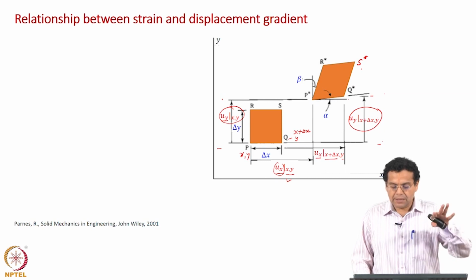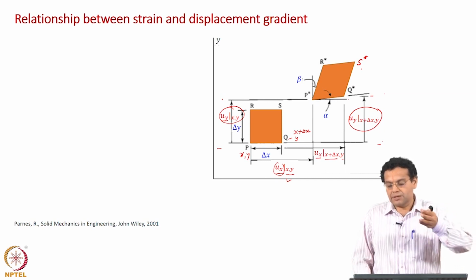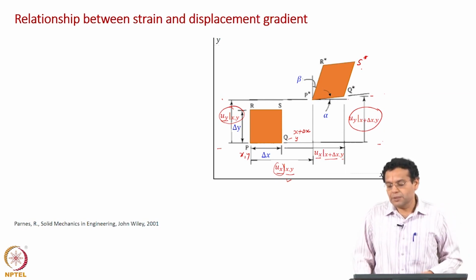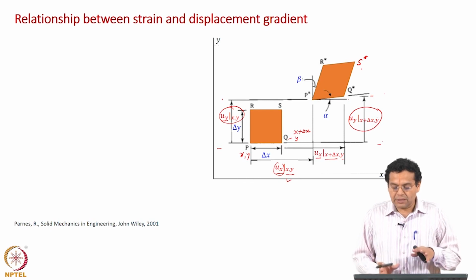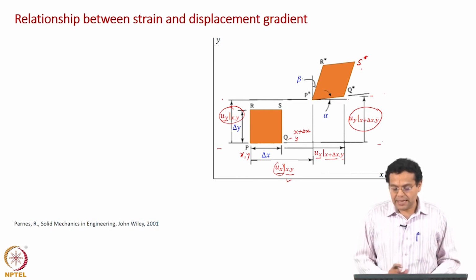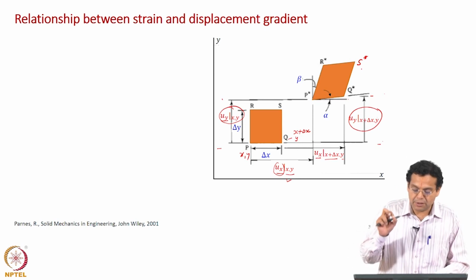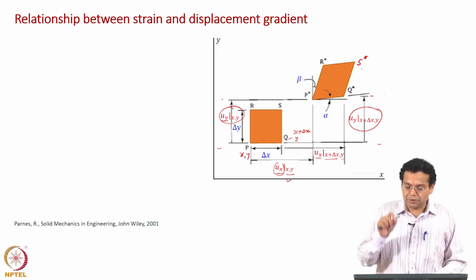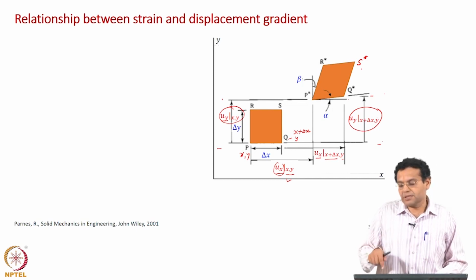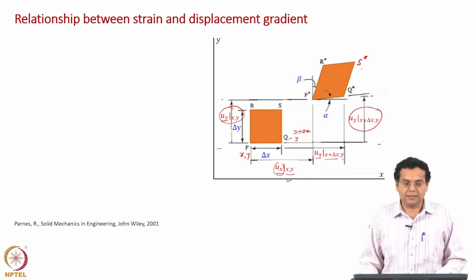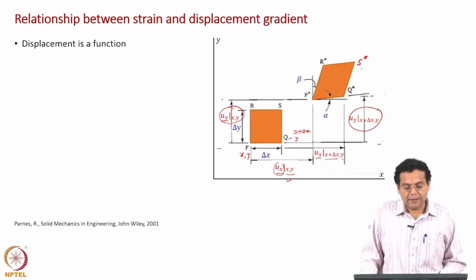Just to summarize, plate PQRS in the initial state goes to P*R*Q*S* in the final state, and we have discussed all the displacement in the x direction. We have discussed x displacement of P, x displacement of Q, and similarly y displacement of P and Q, and we also discussed what alpha and beta represent. With this nomenclature, let us proceed, and that is what is shown here.